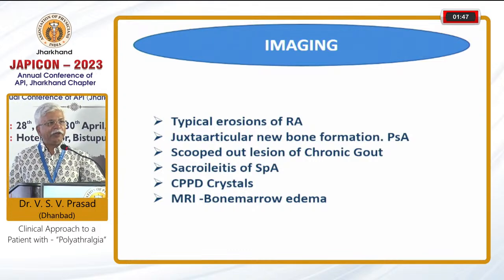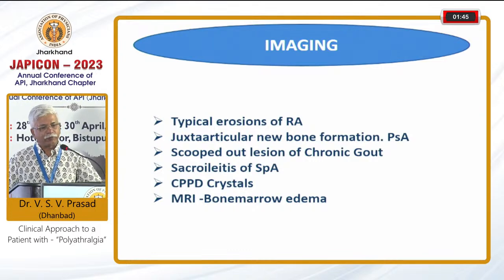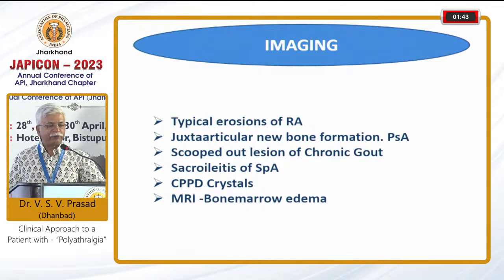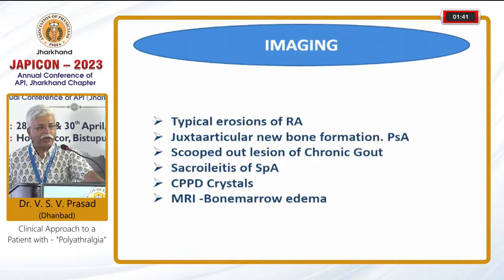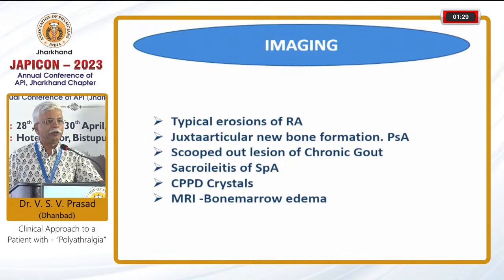You get the typical erosions on X-rays of the hands or the feet in cases of rheumatoid arthritis. Erosions give away what is known as an aggressive disease. So with a high ESR, a bad DAS28 count, and erosions in rheumatoid arthritis, we need to be careful. We need to be more aggressive with the treatment.